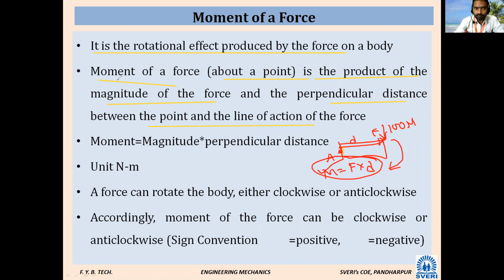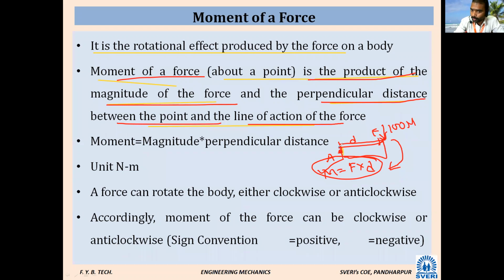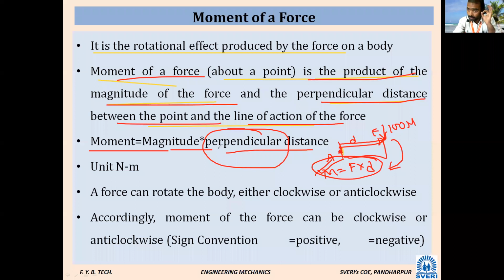Moment of a force about a point is the product of the magnitude of the force and the perpendicular distance between the point and the line of action of the force. About the point A, I need to determine the moment. The force is F, the perpendicular distance is D, and the total product is the moment. This perpendicular distance is very important. You are not supposed to take inclined or any other distance. You have to take the perpendicular distance.